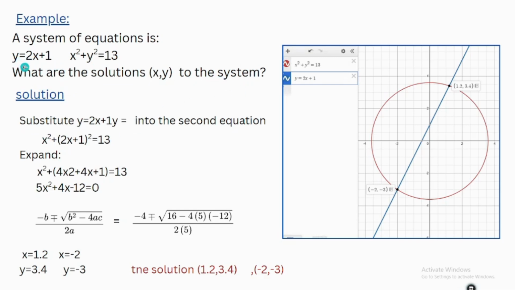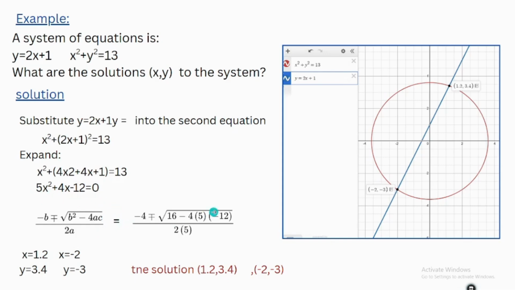We will take the same steps. We will take y and substitute with this y. Here, x squared plus y squared, we plug y in, equal 13. We expand this parenthesis and get x squared plus 4x plus 1, and make steps to solve it. We couldn't factor this quadratic equation, so we use the formula.